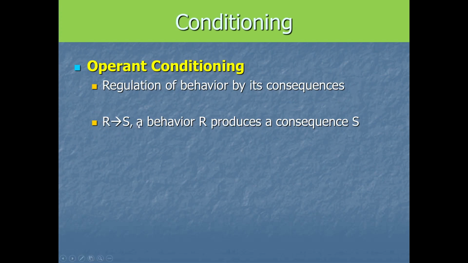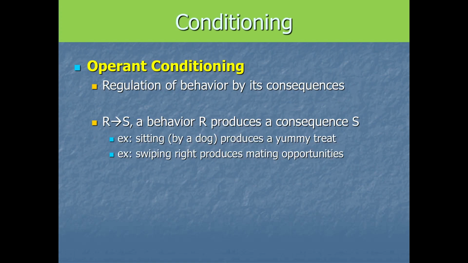Behavior leads to stimulus. S will always mean stimulus, some event or object out in the world, something you can see or smell or taste or hear, something that occurs, okay? So, for example, operant conditioning is the kind of thing that would be at play when the sitting behavior of a dog leads to a yummy treat stimulus as a consequence, or when the swiping right behavior of a Tinder user produces mating opportunities as a consequence.